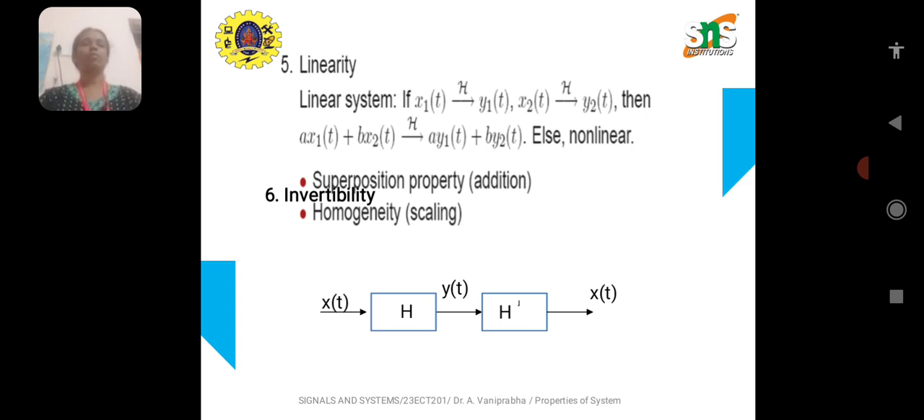Next is invertibility. Invertibility means reversibility. Any system after undergoing an operation converts the input into another signal y of t, and it is not sure that if the reverse action is applied on the output, we can get back the input. Like the square root of 4 is 2, and again squaring it will not give the exact input. So this is a non-invertible system.